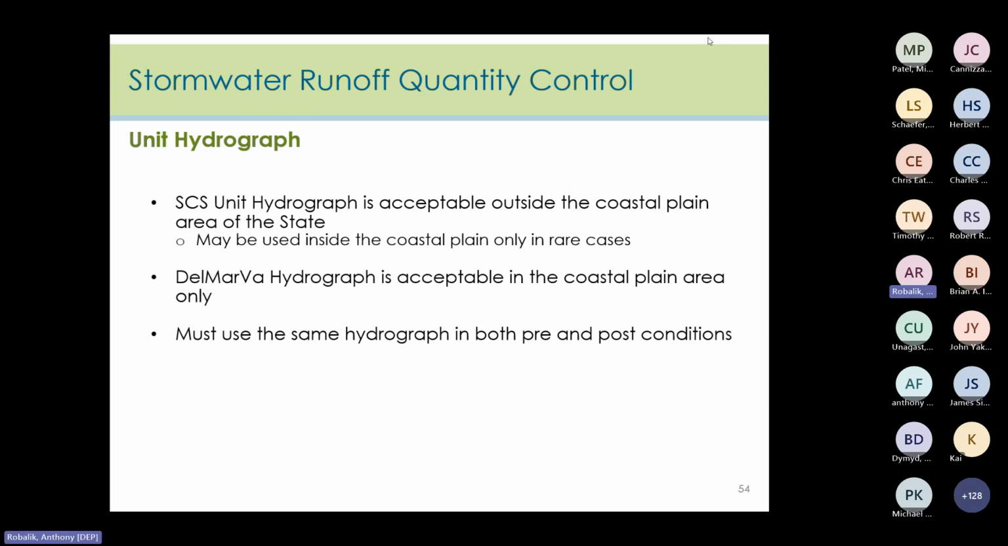And correspondingly, the Delmarva hydrograph should always be used for sites within the coastal plain area. And use of the Delmarva hydrograph is actually only acceptable within the coastal plain. You can't use it outside. But whichever hydrograph is being used, the reviewer must make sure that the same hydrograph is used for both the proposed and existing conditions.